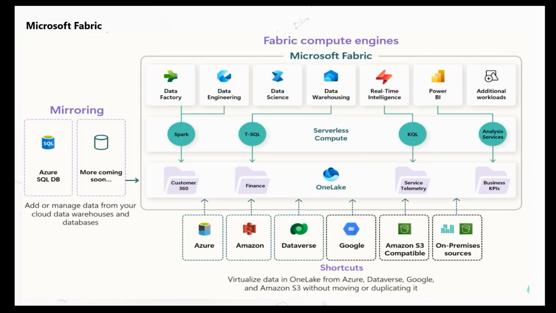All these personas are built on top of OneLake. OneLake is the foundation layer where your complete data sources and data extractions get stored. From there, as per the personas, we can pick it up and make use of it for business development. Data factory and data science use Spark in the backend, the data warehouse uses transactional SQL, and real-time intelligence uses Kusto query languages and so on.